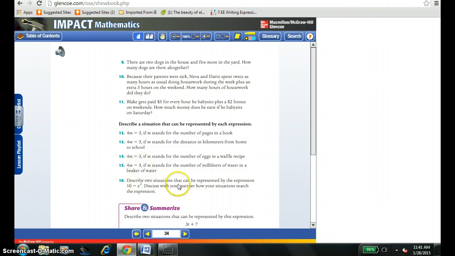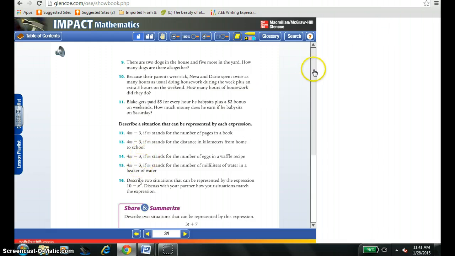And then this one here, describing 2 situations. You can describe just one, that's fine. So keep in mind, the one thing that you keep in mind is that this 3, this minus 3, has to be the same as whatever M is. If M stands for number of pages in a book, then you're losing 3 pages of the book. If M stands for distance in kilometers, then you're losing 3 kilometers. Same for eggs, same for water.